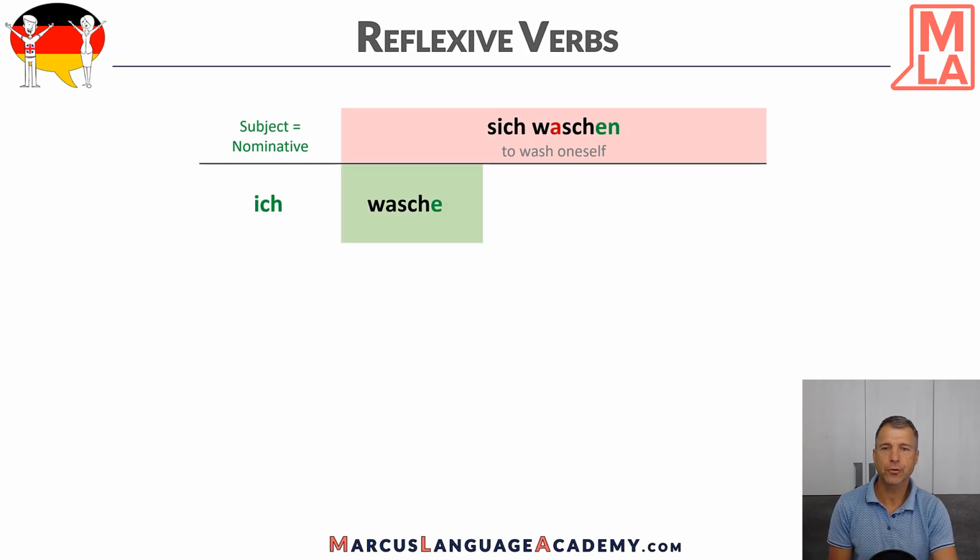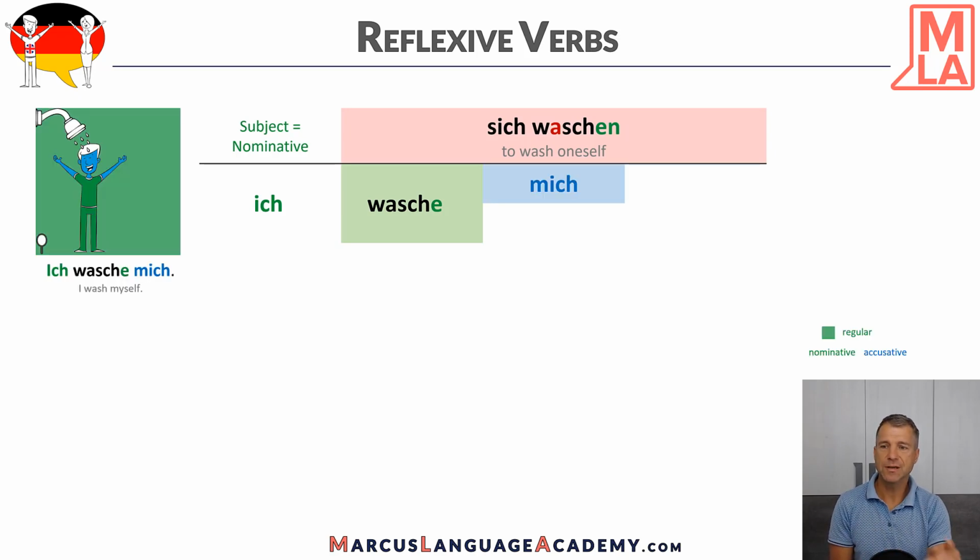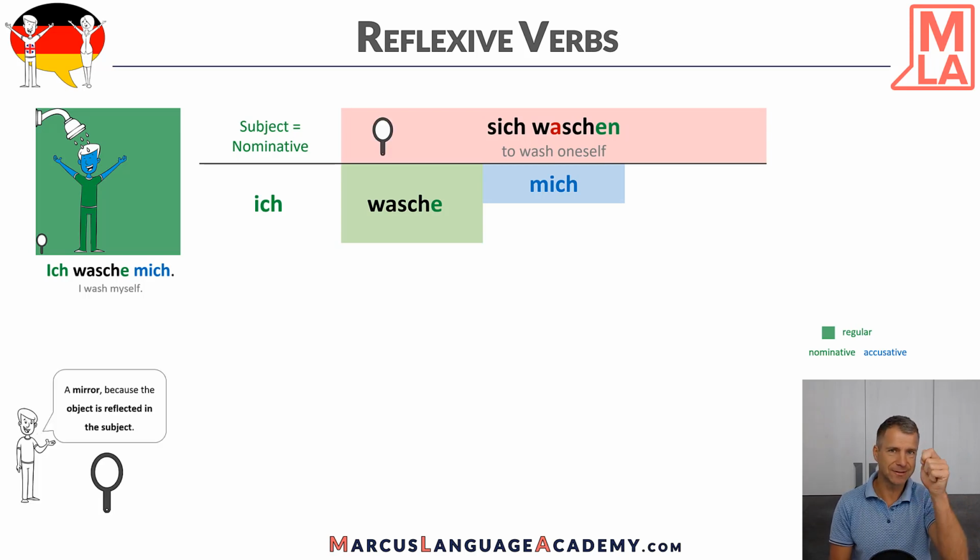So here in first person we could say ich wasche, I wash. And to make it reflexive we would say ich wasche mich. So here's our example, ich wasche mich. And reflexive means actually the subject, nominative, ich, we find the same person again in the accusative pronoun here, mich. So it goes back to the person. So ich wasche mich, it's the same person. Therefore I use this symbol, a mirror, and the mirror is our symbol for reflexive verbs.